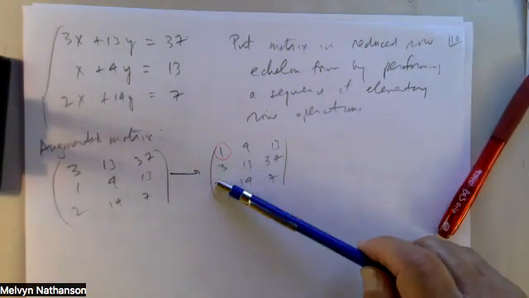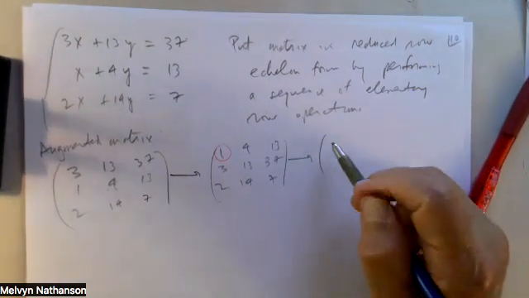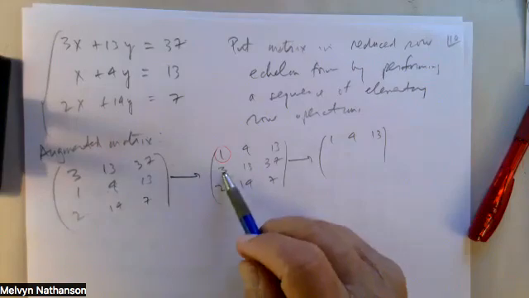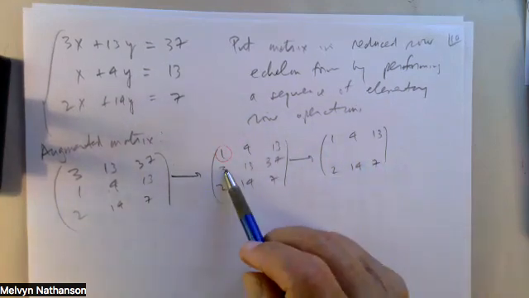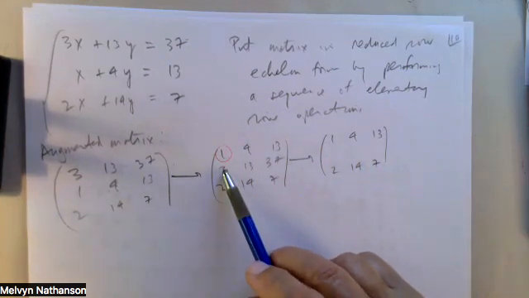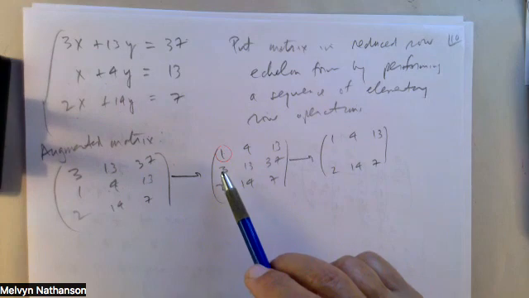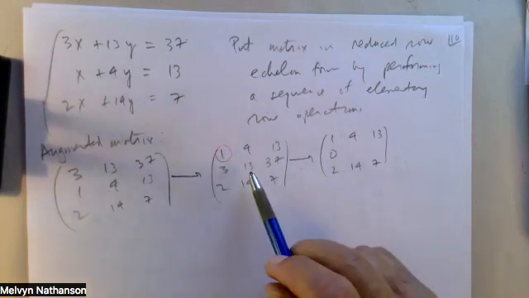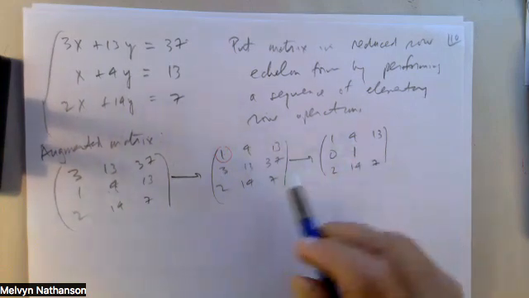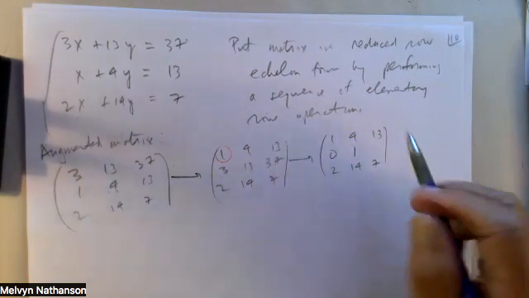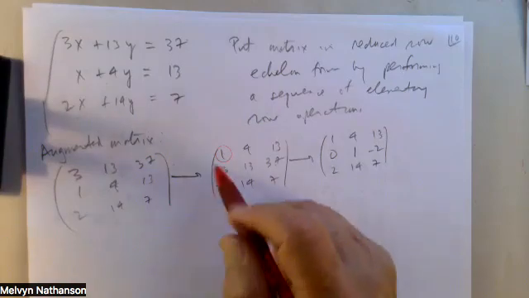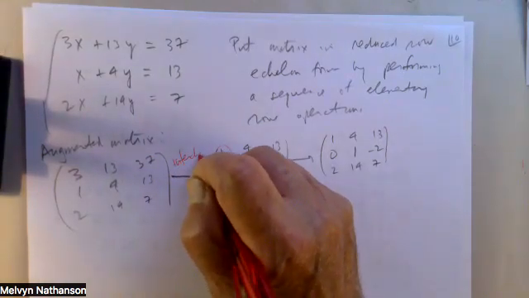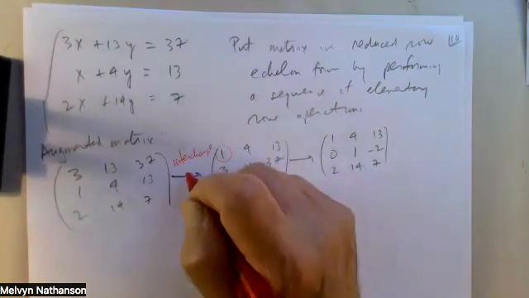But I want to get everything below that to be a 0. So let's see, I have 1, 4, 13. Let me make this a 0. So at this step, I'm not changing the third row. How can I get a 0 here? I can take the second row minus 3 times the first. 3 minus 3 is 0. 13 minus 12 is 1. 37 minus 39 is minus 2. So the way I got from here to here was I interchanged rows 1 and 2.